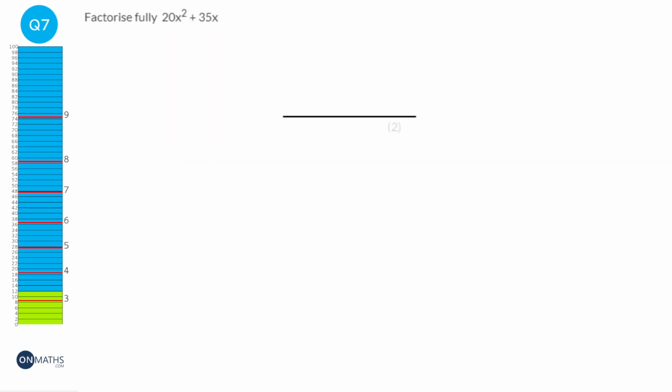Factorising is the opposite of expanding. So instead of removing things from a bracket, we're actually putting them in a bracket. And so we're going to start off by just putting the bracket down. And we're going to think, well, what can we put on the outside? So we look at the 20x squared and the 35x. And we first of all think of the number.